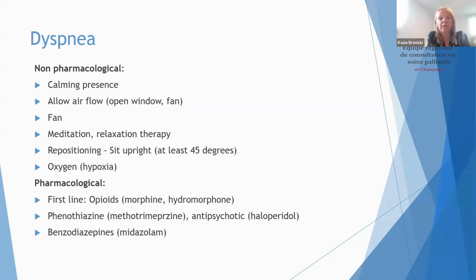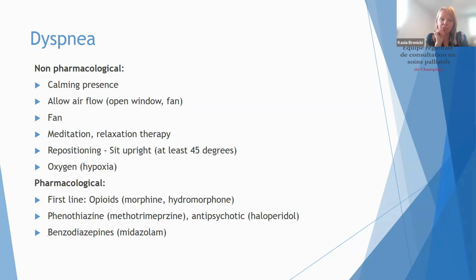So for the non-pharmacological interventions for dyspnea, we can offer a calming presence. We can allow for airflow, whether that's with a ceiling fan or an open window. A fan positioned on the side of the face to stimulate the trigeminal nerve can help relieve dyspnea. Meditation and relaxation therapy, playing music if that's helpful for the individual, repositioning if that's helpful for the individual, and oxygen, typically if they're already on it, would be appropriate. But at the end of life, like I mentioned before, we don't typically start oxygen because dyspnea is a subjective experience as well.